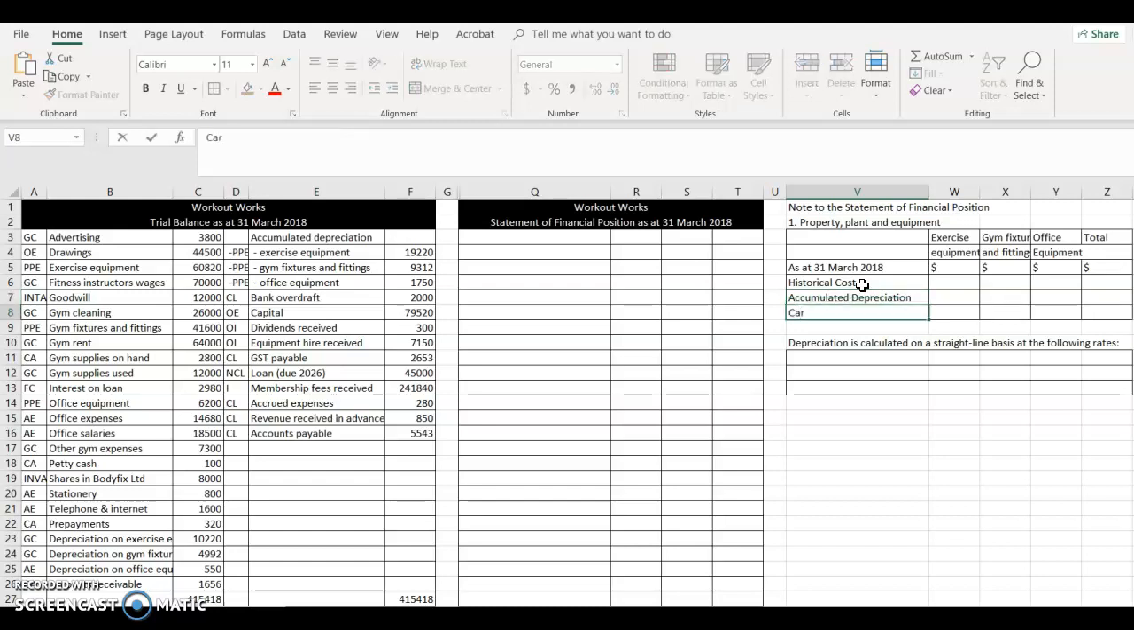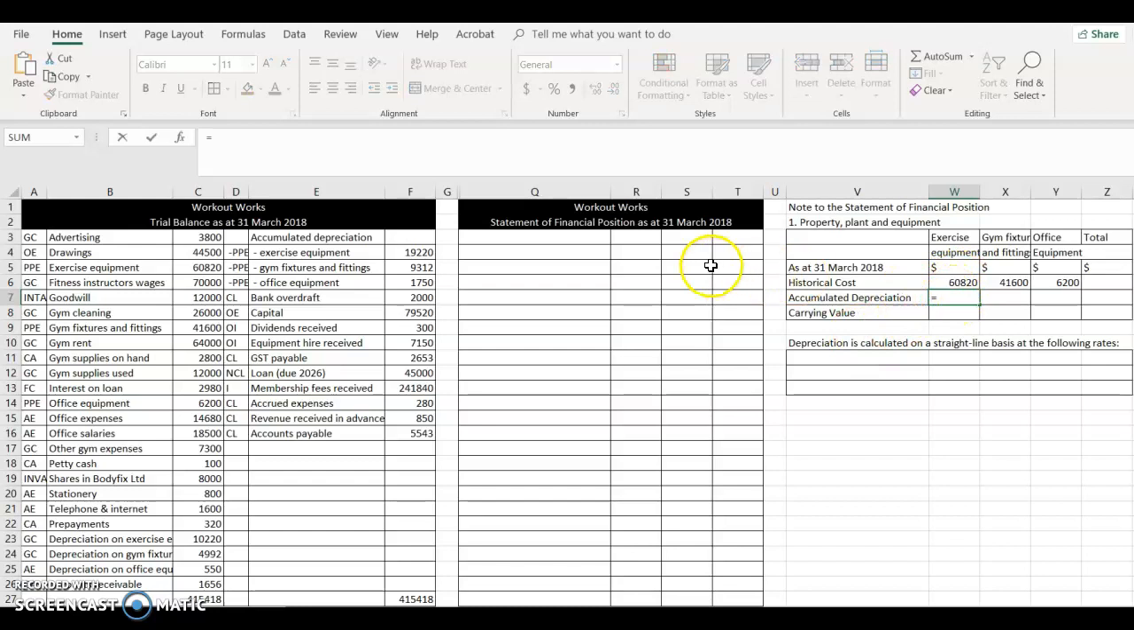And carrying value. Great. So we just find the cost from the left-hand side. Exercise equipment, the gym fixtures and fittings, and the office. That first one's quite good because the exercise equipment, we bought it all at once, so that'll be an excellent mark for us.